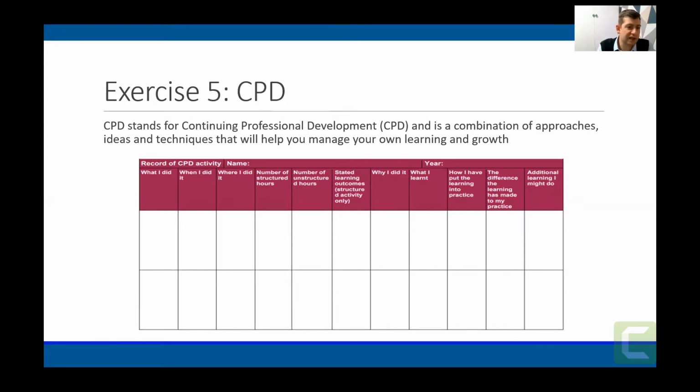So on here, you can see you've got your record of a CPD activity, name and year. So you might want to do one per year or per month or quarter, whatever you want to do. So you can log what you did. So it might be, for example, you read an article about cardiac arrest in a medical journal, when you did it, and put the date down, because if you put yesterday, for example, then look at it in 2 months, you won't know exactly what it was.